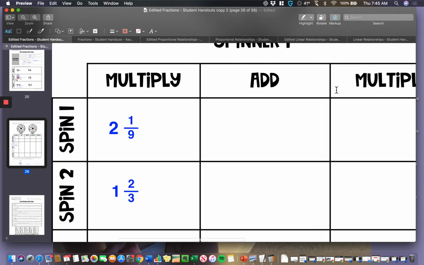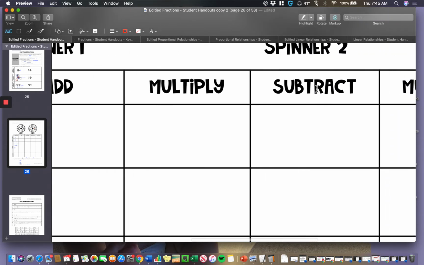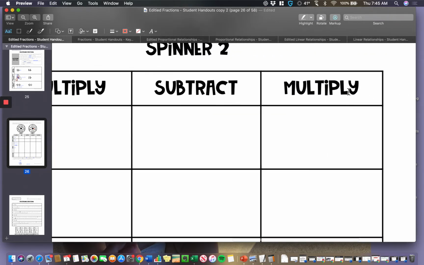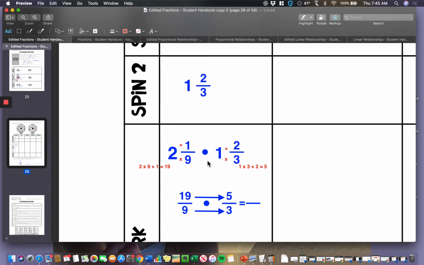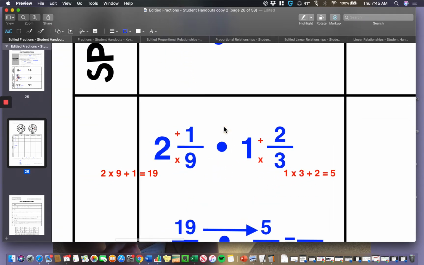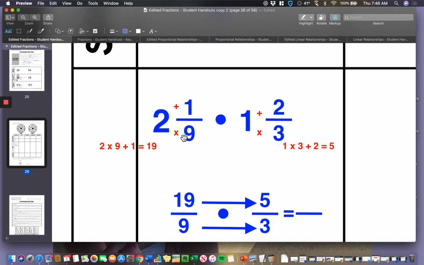On the top, you could add the fractions together. You're going to multiply the fractions together, and you're going to subtract the fractions and then multiply. So I am multiplying mixed numbers, and of course the first step when multiplying mixed numbers is to convert them to improper fractions. So I'm going to multiply 9 times the whole number 2 plus the numerator 1, and I get a new numerator of 19, and my denominator stays the same as 9. So remember, when you're converting mixed numbers to improper fractions, your improper fraction has the same denominator as your mixed number.